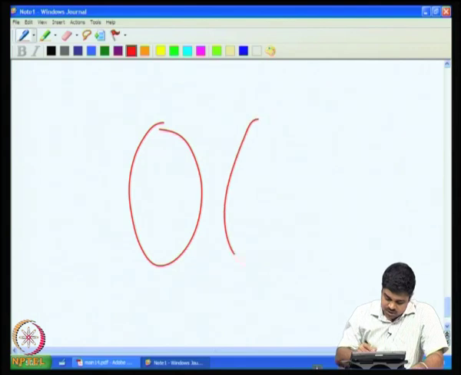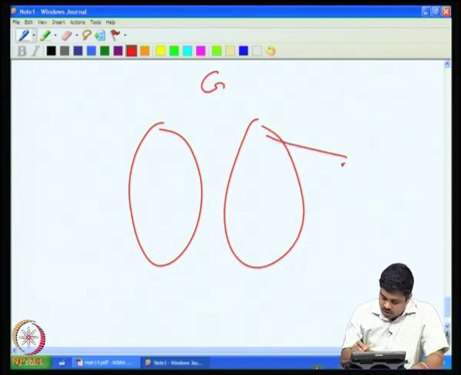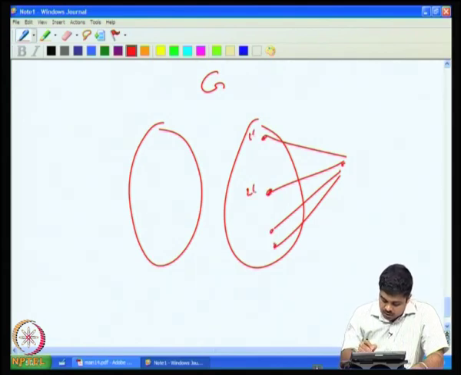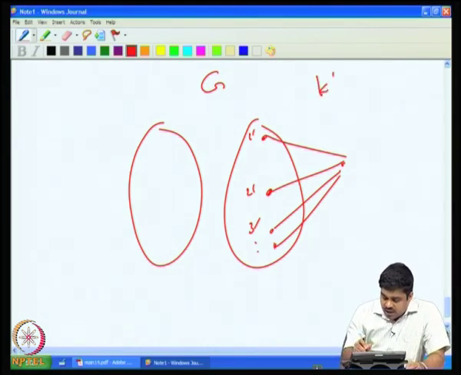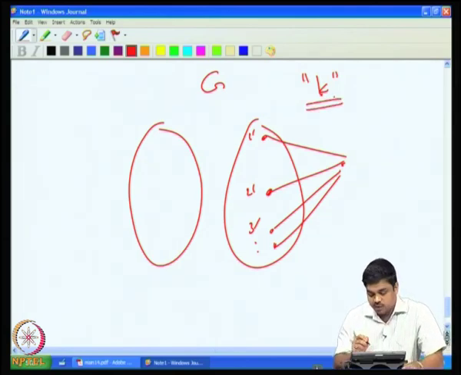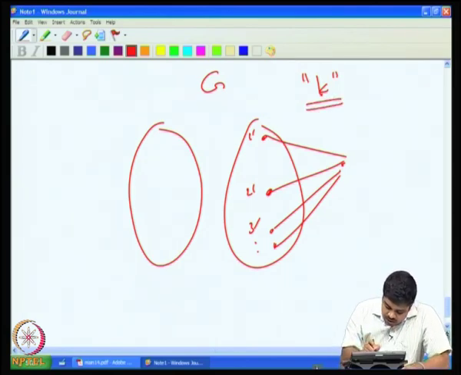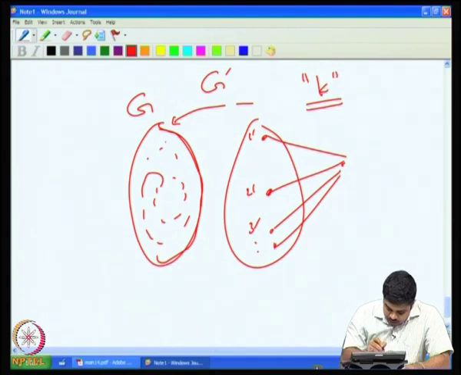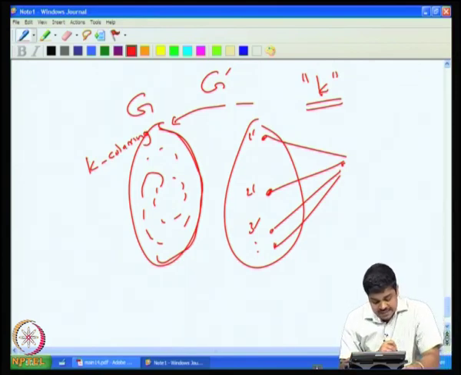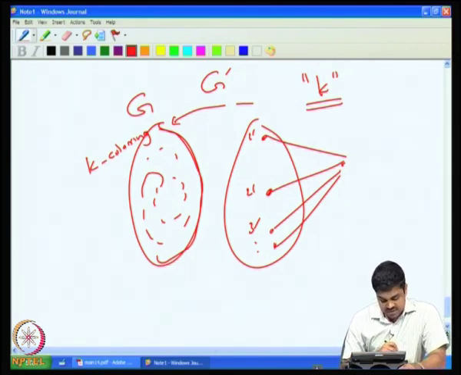Suppose G can be colored in a smaller number of colors. So this is 1 dash, 2 dash, 3 dash, etc. Suppose it's k colorable using k colors. Definitely, it cannot be colored in fewer colors. Now you see, if you take the coloring in this part alone, this is G. This part alone, the coloring is essentially a k coloring of G, but this k is its chromatic number. We cannot color it with fewer colors.